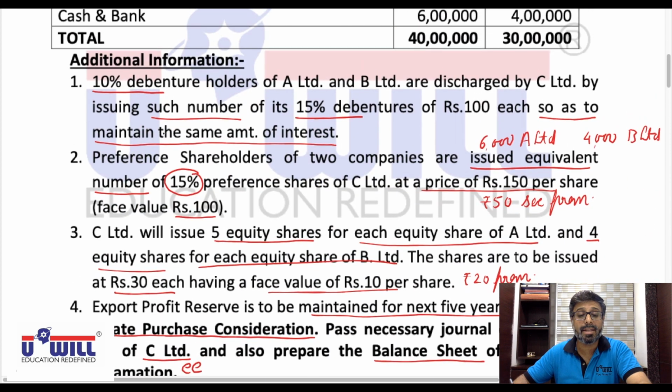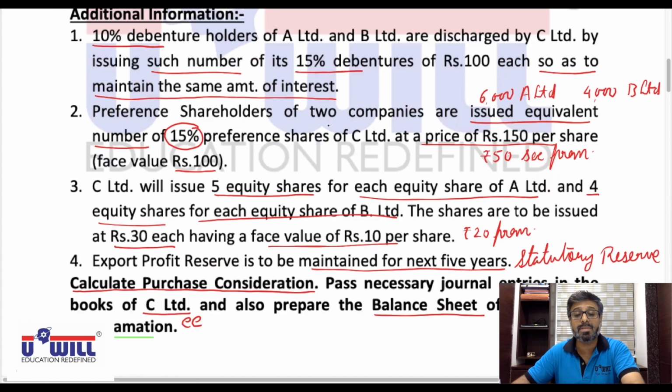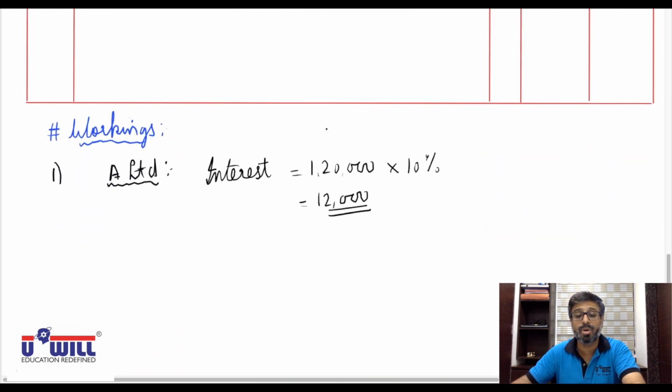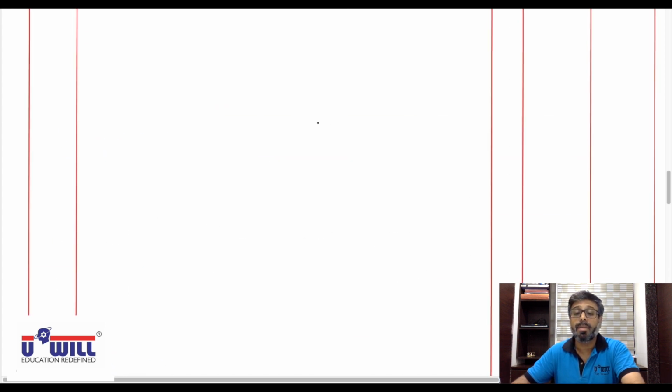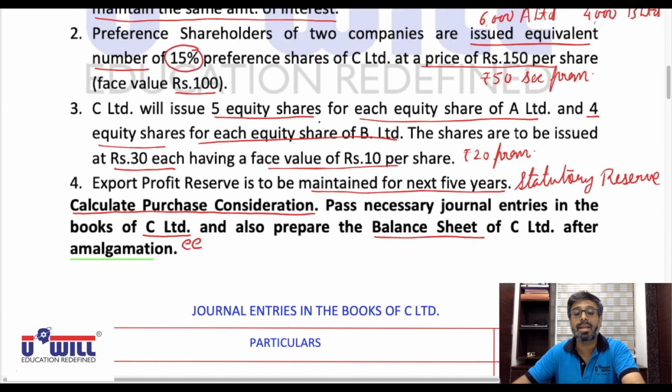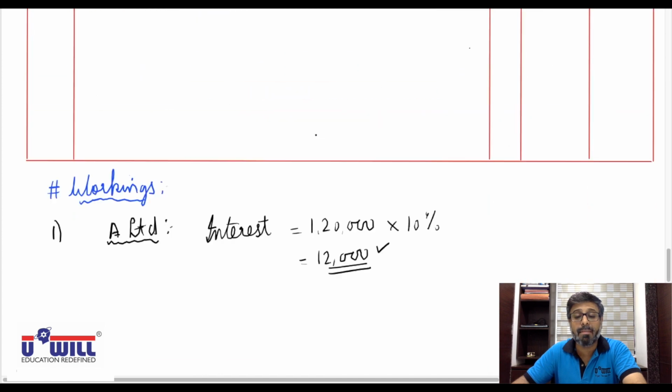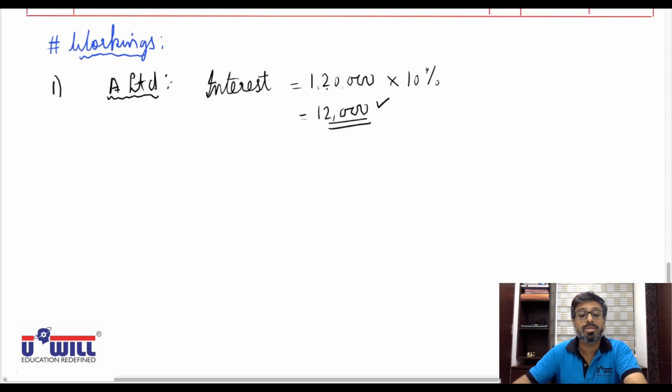So as to maintain the same amount of interest. Means in the new company also, debenture holders must earn the same interest of 12,000. But in the new company, are they going to get a 10% rate of interest? No. In the new company, they are going to get 15%. Even at 15% interest in the new company, they must get the amount of 12,000 interest only. So how is that possible?